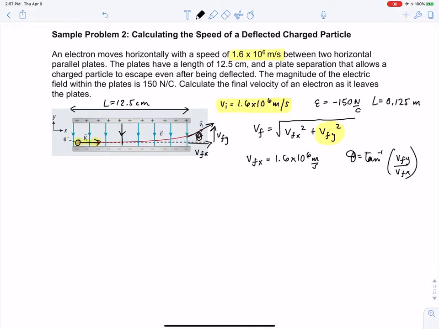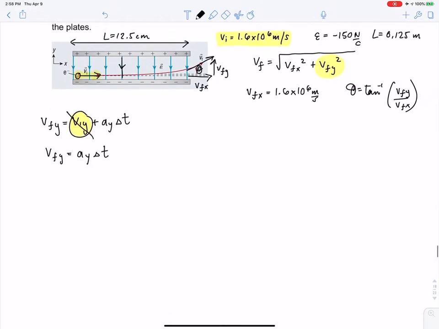So let's start. Let's look at v final y. We know that v final y will be equal to v initial y plus ay delta t. Now, since there is no y component to the initial velocity, this term cancels out and we know that v final y is equal to ay delta t. So if we want to find v final y to put in Pythagorean theorem, we need both ay and delta t. Let's start with the acceleration in the y direction.